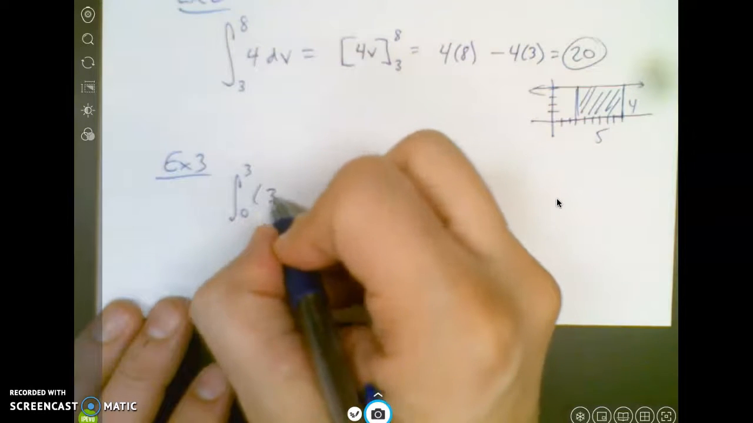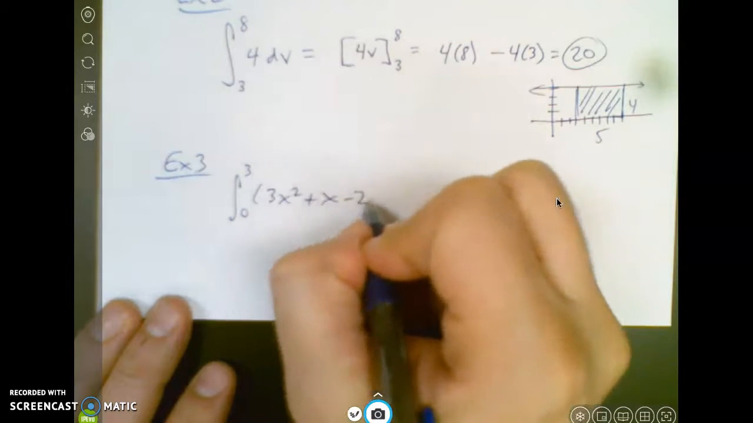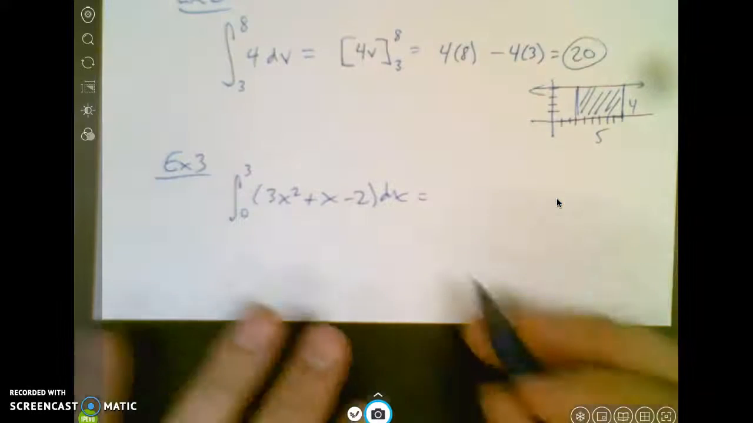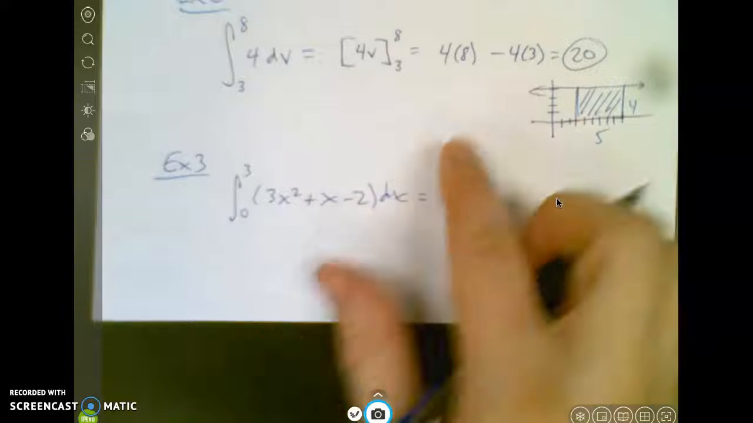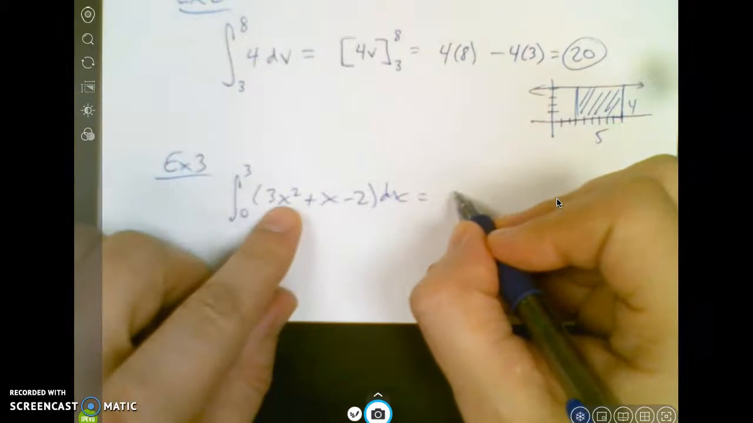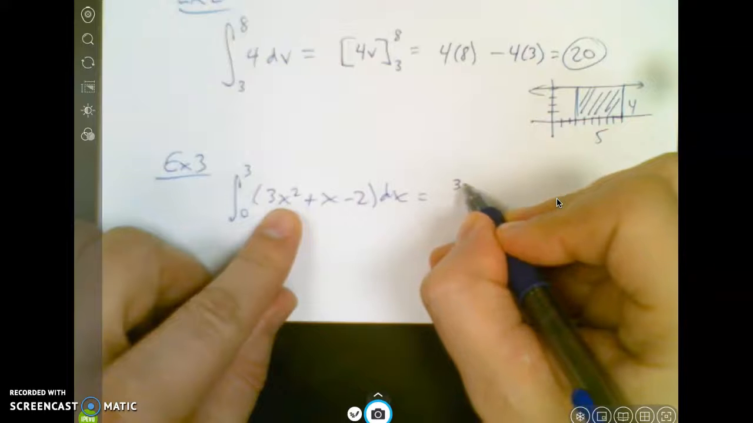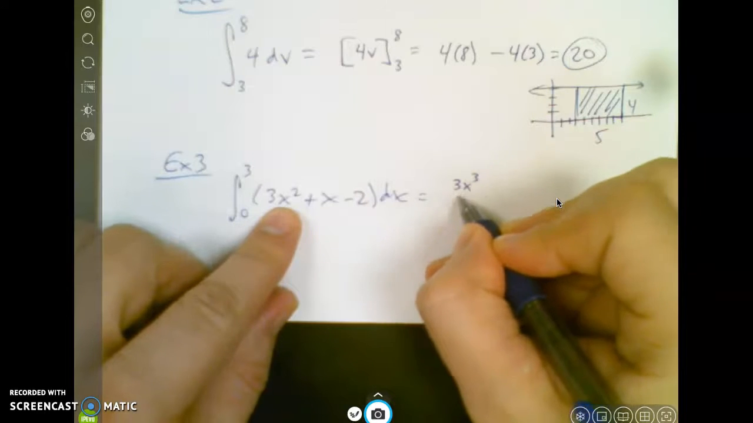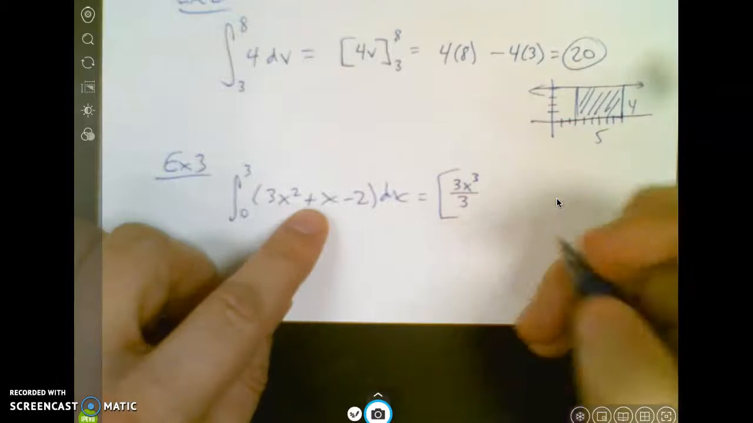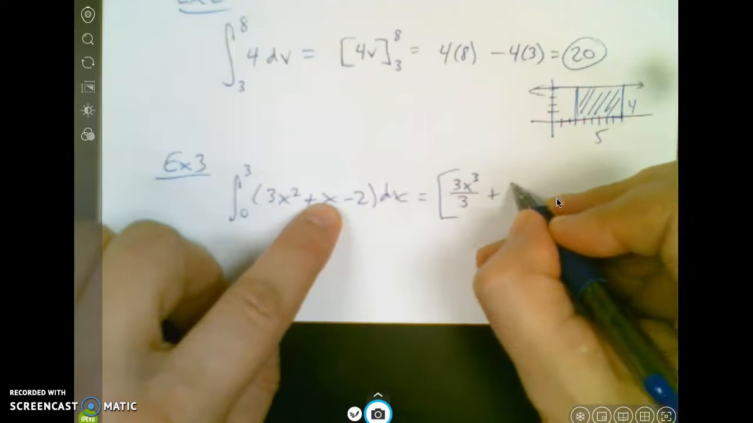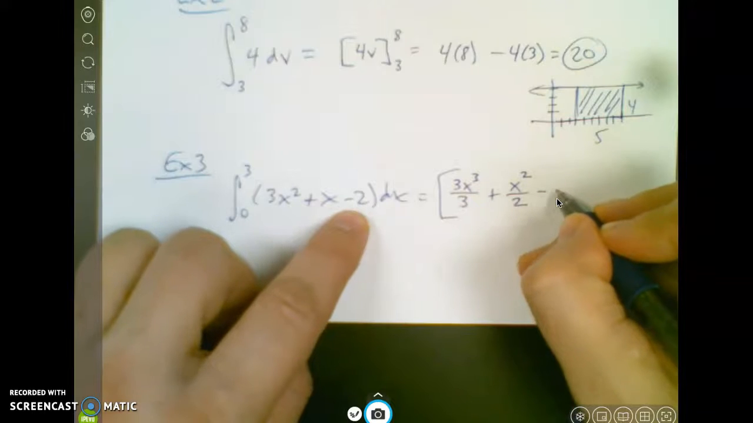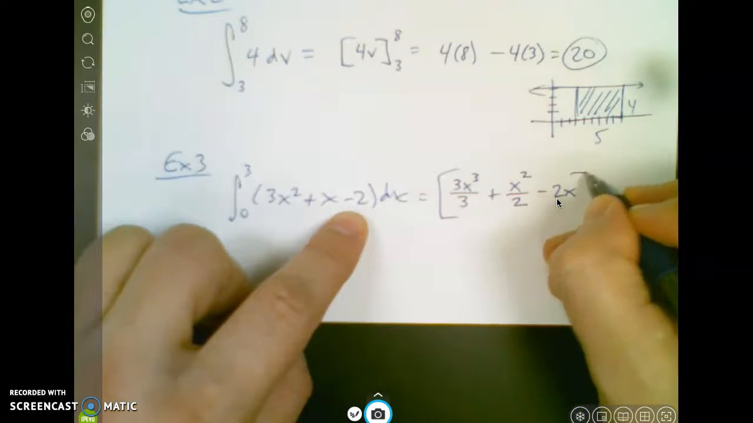Let's go with 3x squared plus x minus 2. So I like these problems. They're pretty easy. They get more complicated when you have more than one term, because it's really easy to plug in here. But these can get a little trickier. So here, I'm going to take the old power, raise it up 1, divide by the new exponent. That's going to cancel nicely. Then I take the old power, raise it up 1, divide by the new exponent. And then last one, raise it up by a power.